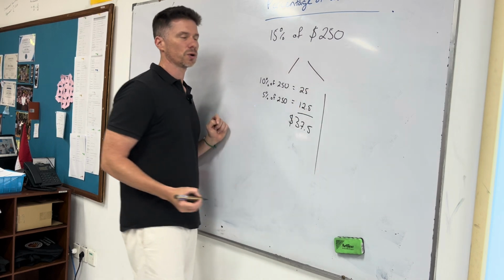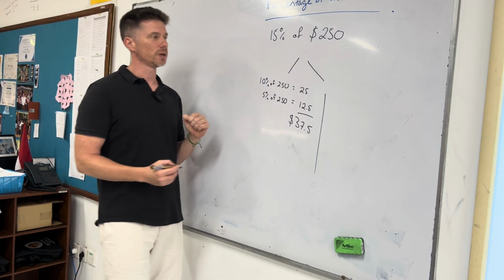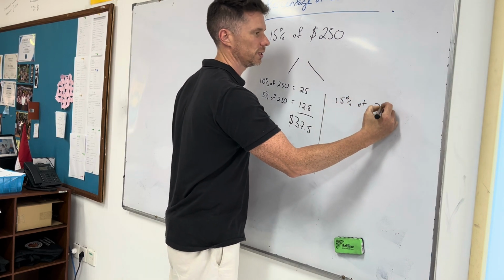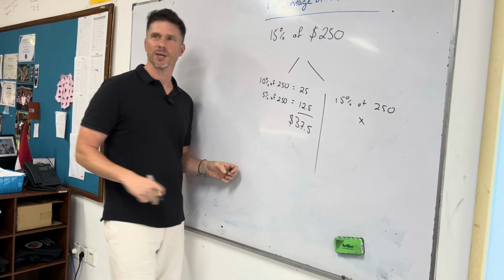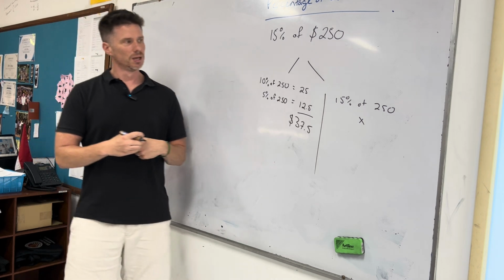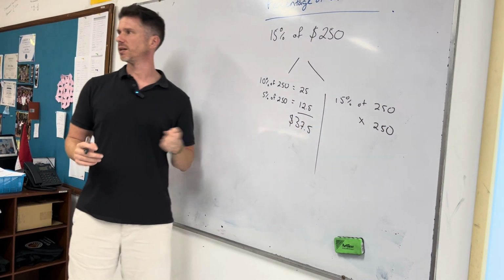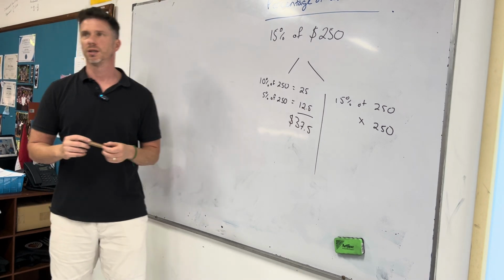The second method is, of course, if you have a calculator. 15% of 250 is a multiplication problem because 'of' means to multiply. I'm going to multiply by 250, but I'm not going to have the percent as a percentage. I'm going to use a decimal.